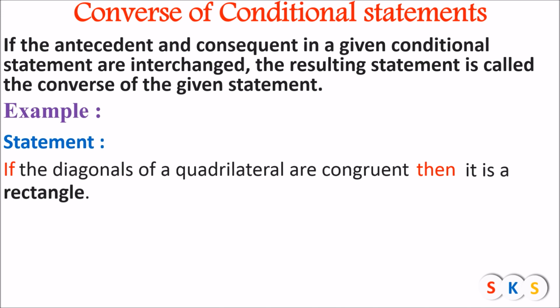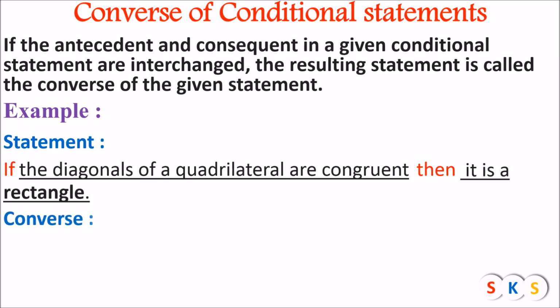So what is the antecedent in this? The diagonals of a quadrilateral are congruent. That is the antecedent of the statement. And what is the consequent? It is a rectangle. So what are we going to do? We are going to interchange the diagonals of a quadrilateral are congruent with it is a rectangle, right?